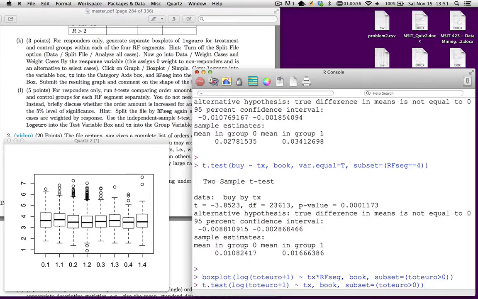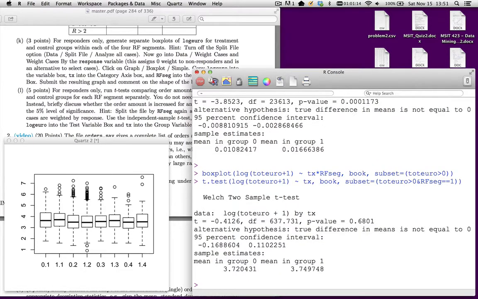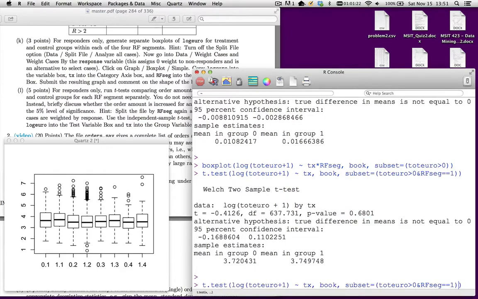So to run significance tests, let's go bring back my t-test statement, and we're going to add something to the subset command. So tote euro greater than 0 and rfseg equals 1. So here's that best customer group, the recent group, and the p-value is not significant, confirming what my box plots told me. Let's do it for segment 2.